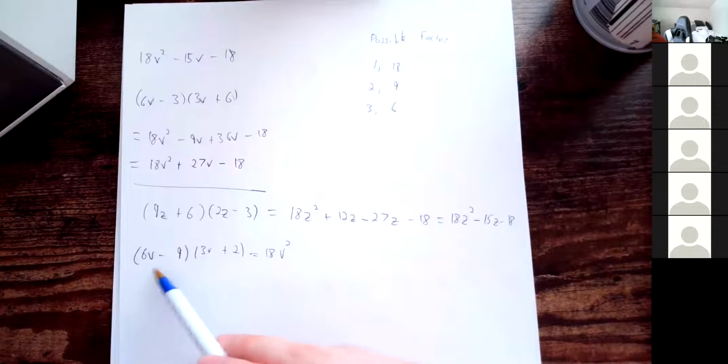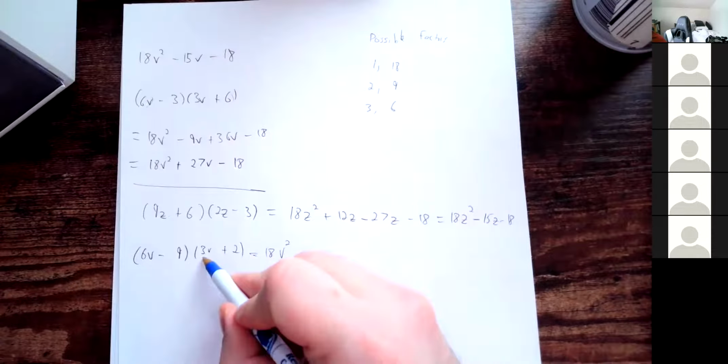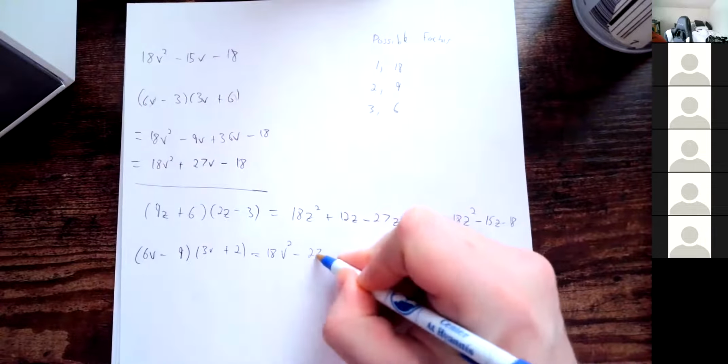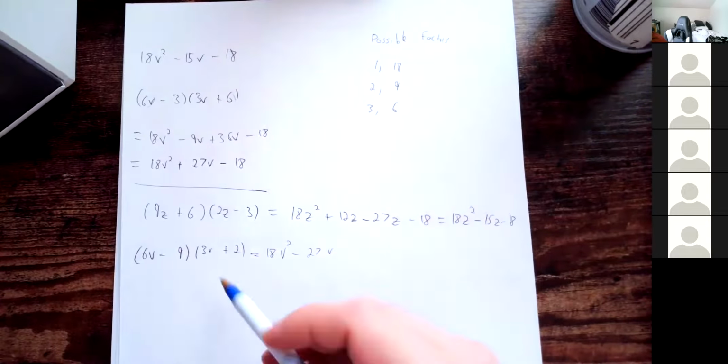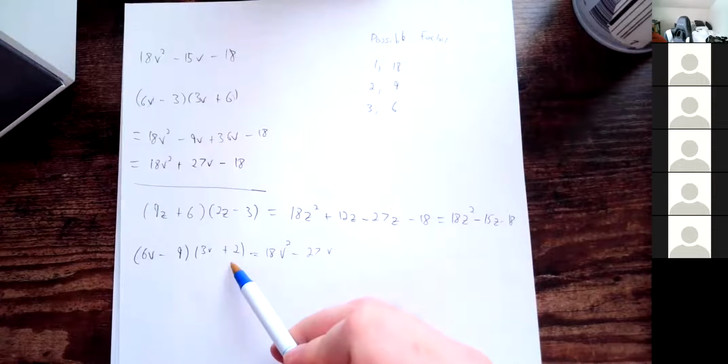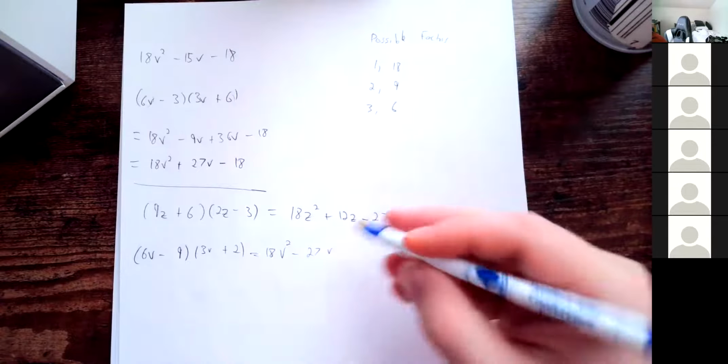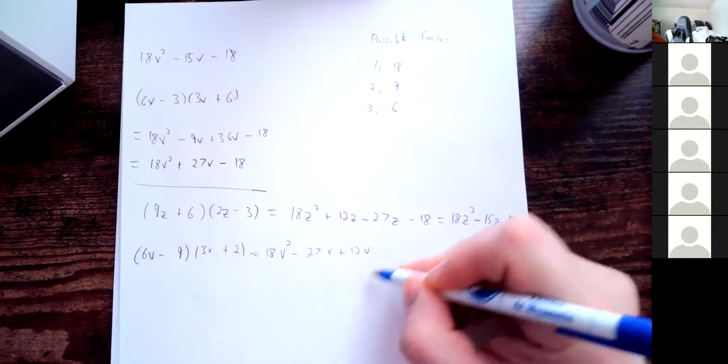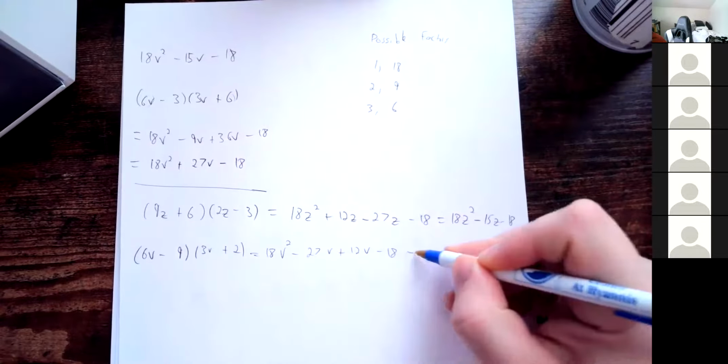So 6v times 3v is 18v squared. 3v times negative 9 is minus 27v. And then 2 times 6v is 12v minus 18. So it works out.